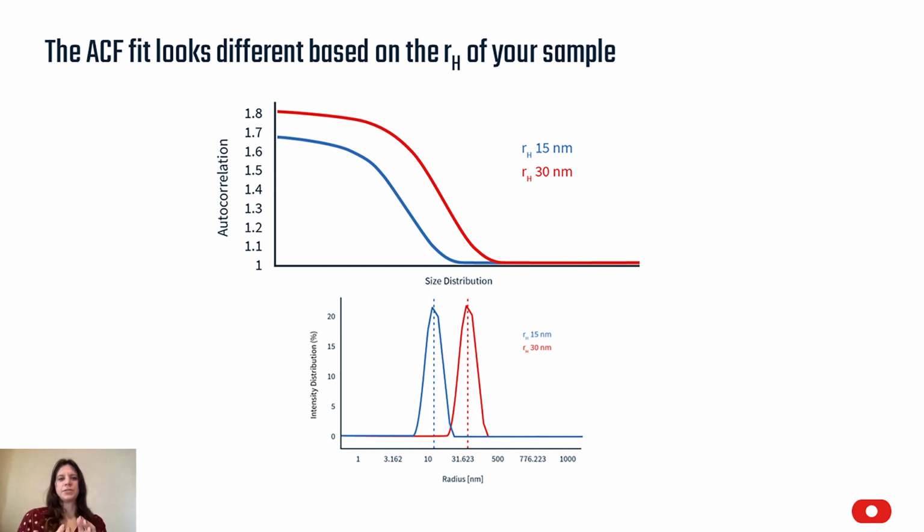You can see how the difference in size impacts the decay rate on the autocorrelation function and how that is then reflected in the size distribution graphs.